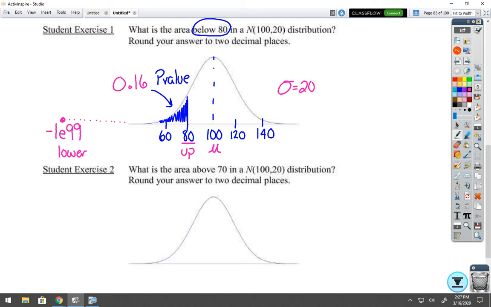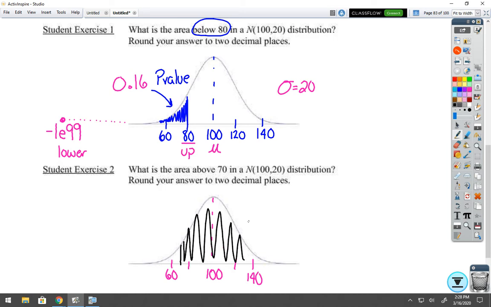Let's go to the next one. First of all, I'm not going to put all my numbers in, but we want the area above a 70 on a 100, 20. We know that we're on a 20, so I'm going to go up to 140, and I know I'm going downwards, so 80 and 60. I want the area above 70, so this might be a little tricky for some of you depending on your calculator. I'm going to mark out 70 about right here, and I want the area above.